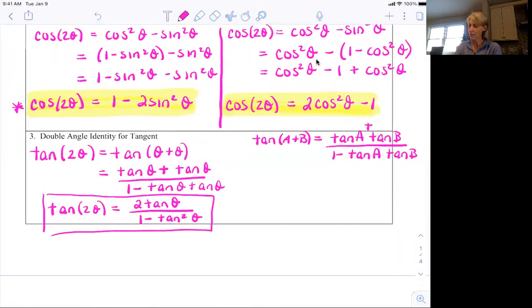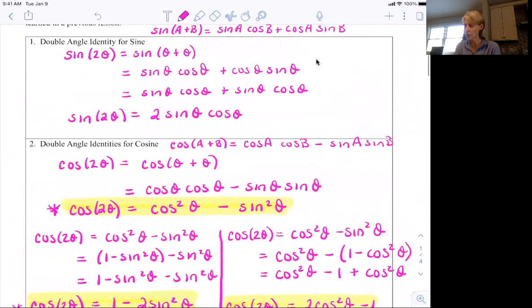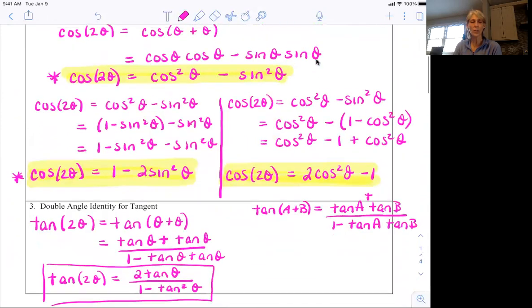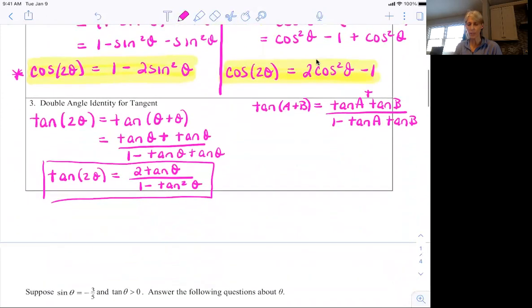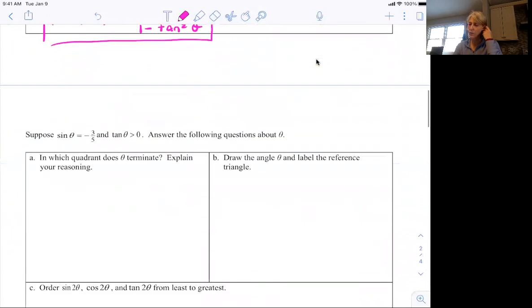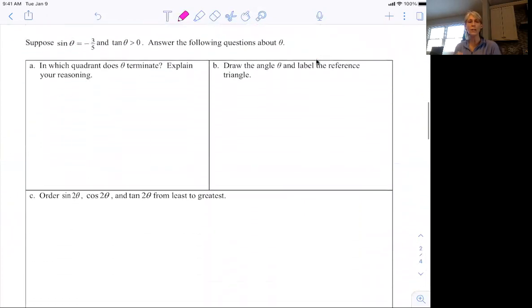Okay, so here we have just a few more identities we can use. The sine of the double angle, cosine of the double angle, and tangent of the double angle. We're just going to practice a few different types of problems, very similar to what we've already done. So let's say we have the sine of theta equals -3/5, and the tangent of theta is positive. Okay, so this is our given information. Answer the following questions. In which quadrant does theta terminate, and explain your reasoning?